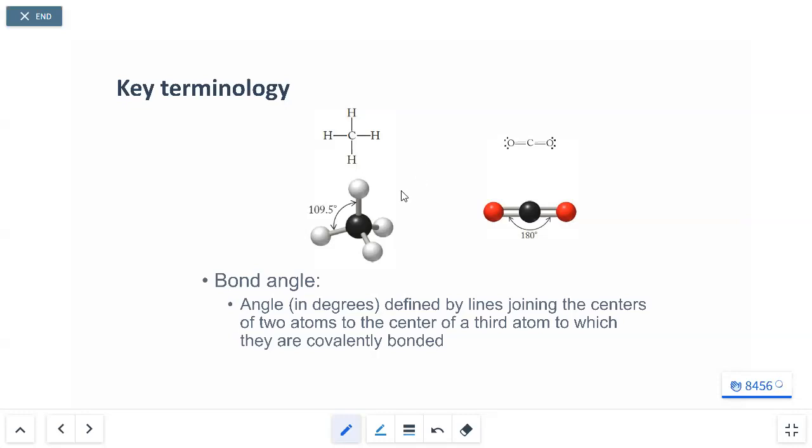So notice in both of these cases, we're not thinking about the bond angle from the center out to one of the atoms, because that obviously would be 180 degrees. The angle between any 2 points on a line is 180 degrees. What we're talking about is if I were to try to connect one atom on the outside to another atom on the outside, how far apart are they in degrees?